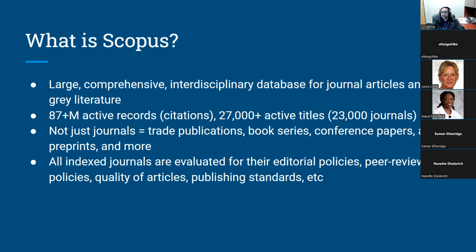Scopus is an index database, like PubMed, Web of Science, these kinds of major indexes. All the journals that are included in Scopus are evaluated for their editorial policies, their peer review policies, the quality of their articles, are they meeting established publishing standards, and things like that. And so similar to how being included in PubMed is a pretty good indicator of a journal's quality, similarly, if a journal is included in Scopus, you can usually trust that it's sort of a legitimate journal that's been around for a while.